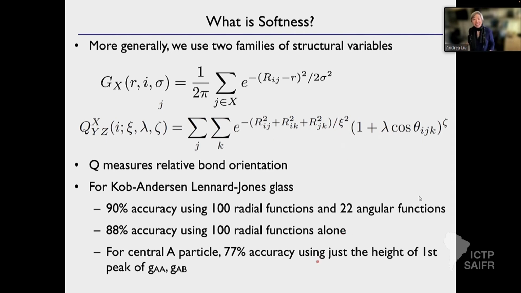The amazing thing is that we discovered if we have a binary mixture A and B of two different sizes, so if we have a central A particle, we can get 77% prediction accuracy using just the height of the first peak of two pair correlation functions, the AA and the AB correlation functions. Just those two quantities, a linear combination of the height of the first peak, already gives you 77% prediction accuracy.